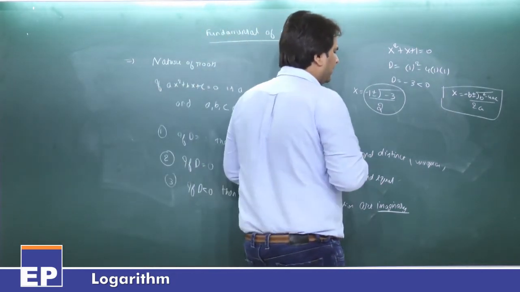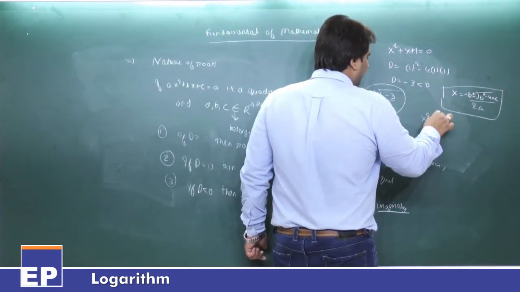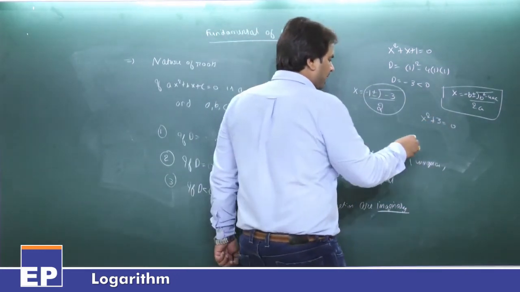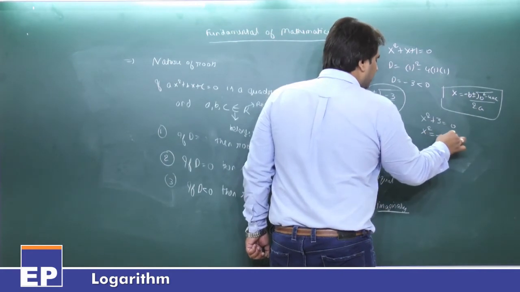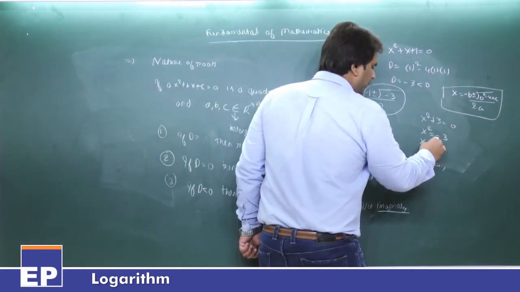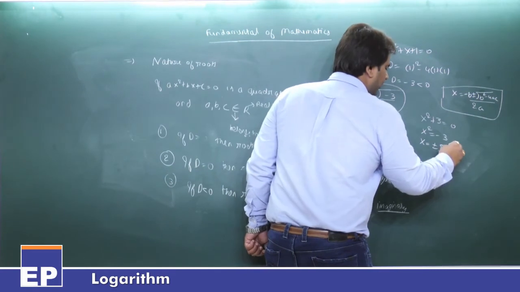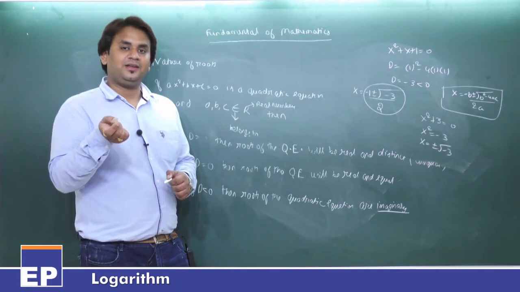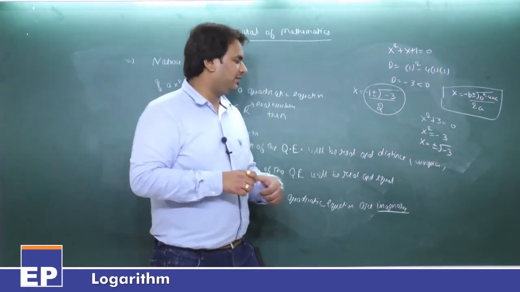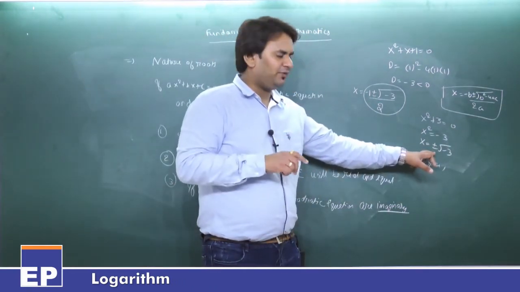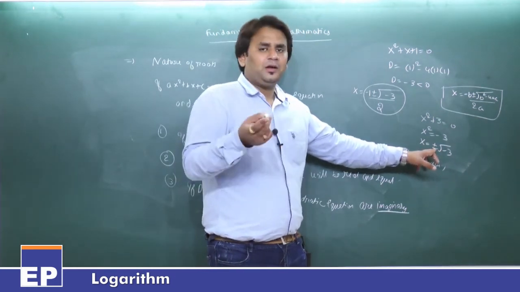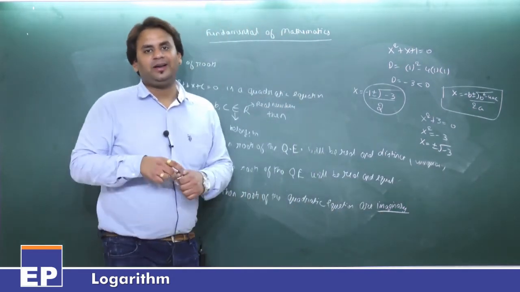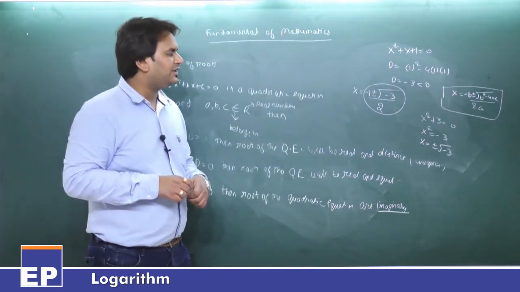I will take some more examples. Let us suppose x square plus 3 is equal to 0. That means x square is equal to minus 3, so x is equal to plus minus under root of minus 3. In real numbers, we have never studied a negative sign inside under root. Hence, we can't plot it on the number line. If I say plot under root of minus 3 on the number line, it is not possible for you because you have not studied a negative sign inside the under root. So these are imaginary roots.